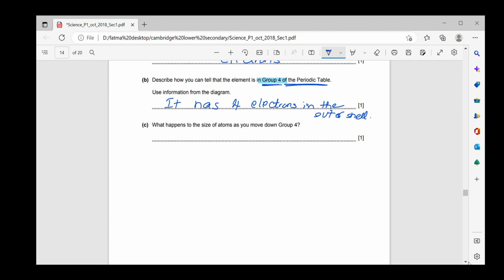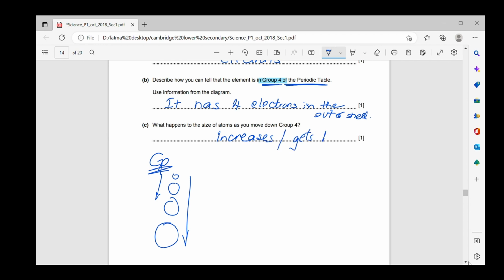What happens to the size of atoms as you move down group 4? As we move down the group, what happens to the size of the atoms? Great, the size of the atom increases, or in other words, gets bigger.